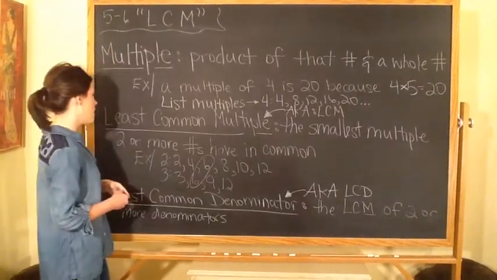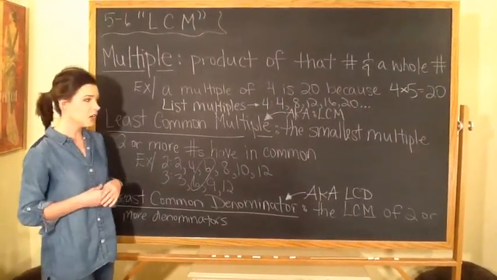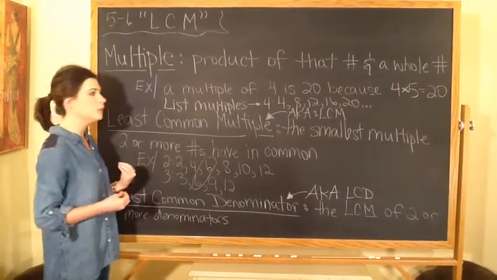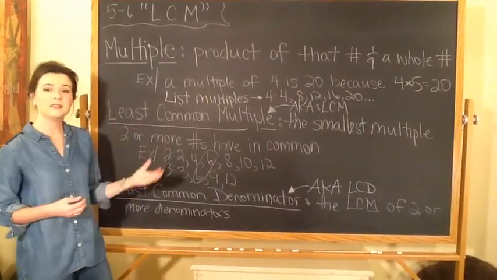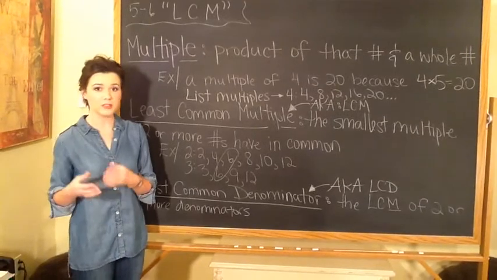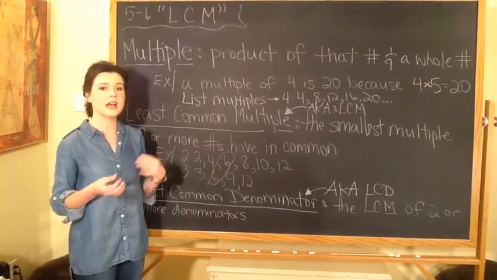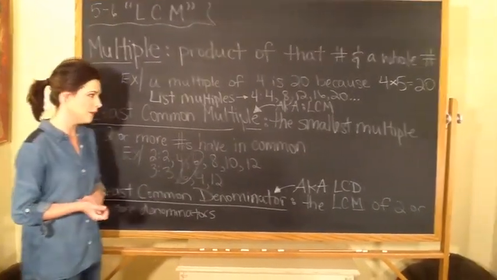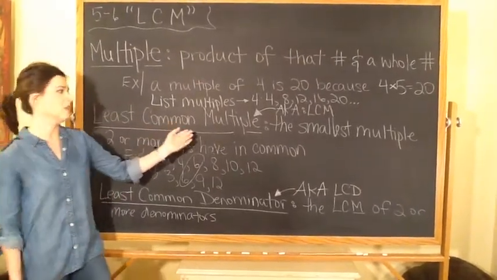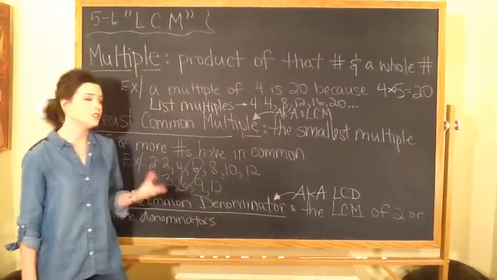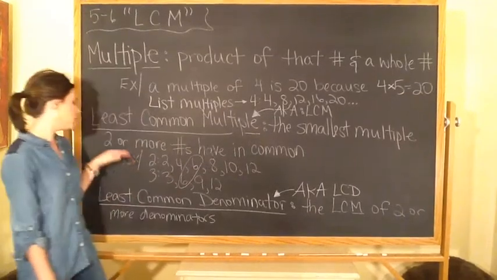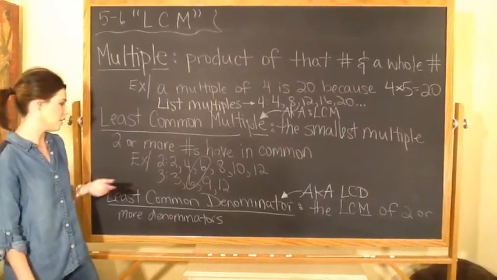So now let's go ahead and talk about a least common multiple. If we know what a multiple is, a least common multiple is basically, if you're comparing the multiples of more than one number, the smallest multiple they both have in common. The least common multiple is also called the LCM, and make sure to write in your notes, it's the smallest multiple of two or more numbers that they have in common.